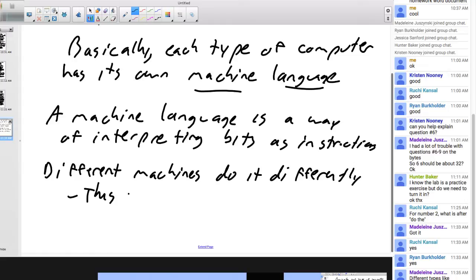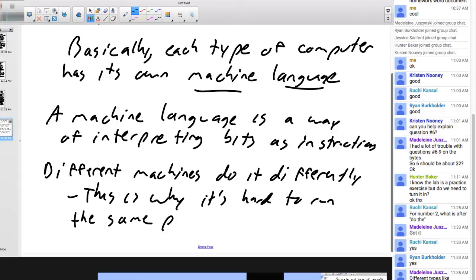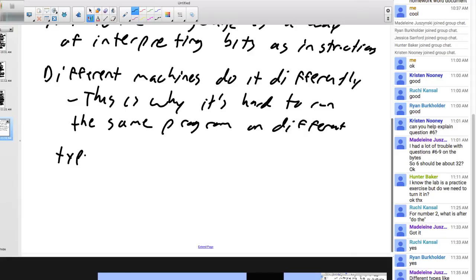So this is why it's hard to run the same program on different types of processors. Not impossible. There's ways to translate, but hard. And this is why most of the time when you download something, it asks you if you're downloading it for a Mac or for a PC, because it's giving you different sets of executable files that have probably similar instructions, just written in a different machine language.